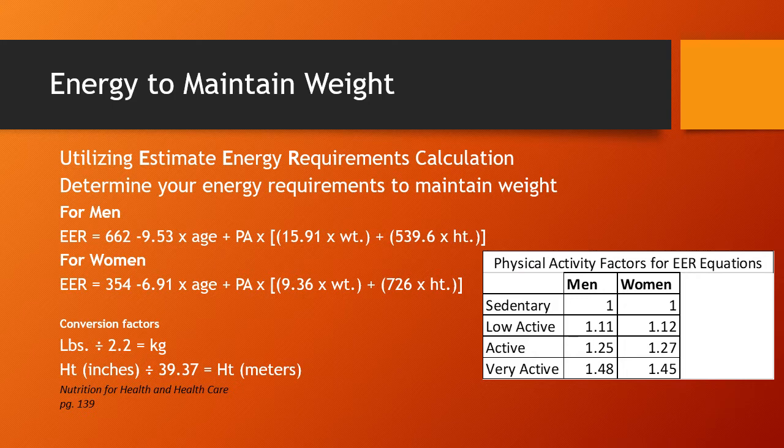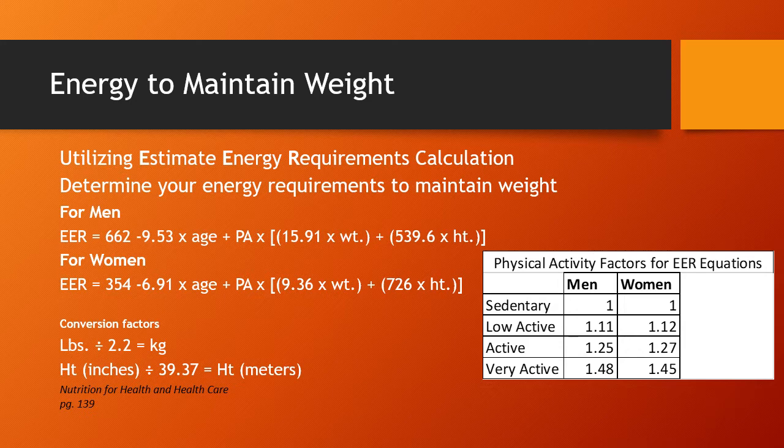So we're looking at this for men. We're going to be taking an equation starting out at 662 minus 9.53, multiplying it by your age plus your physical activity factor value times the summation of 15.91 times your current weight plus 539.6 times your height. You put all that into the equation and that'll give you your estimated energy requirement to maintain your current weight that you have right now.